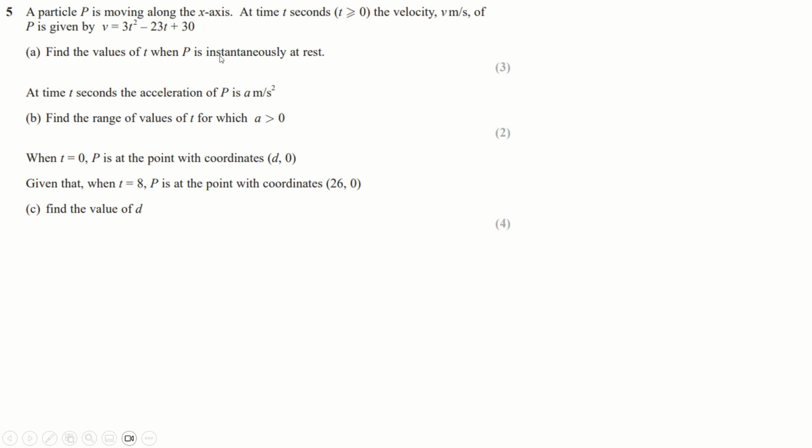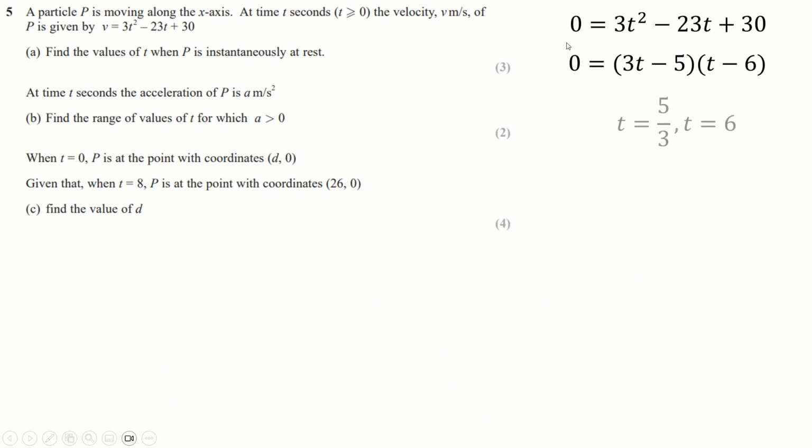Find the values of t when it's at rest. Well, at rest means v is 0, so we just put v as 0 in there. This factorizes. If you look hard enough, you could just use the quadratic formula. You get these two values of t. The acceleration is dv by dt. So acceleration is just this differentiated. So that's 6t minus 23. So always remember acceleration is dv by dt.